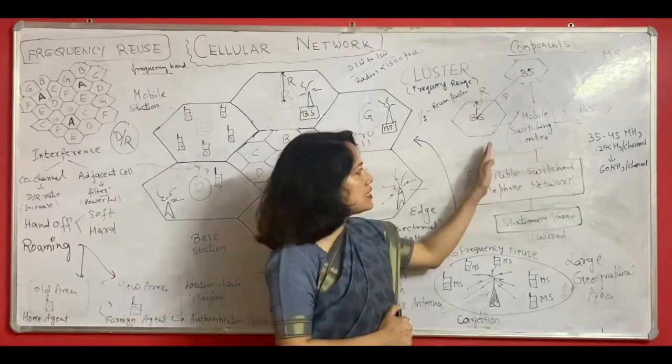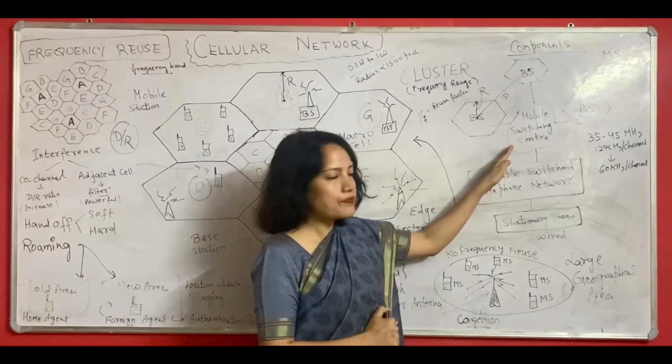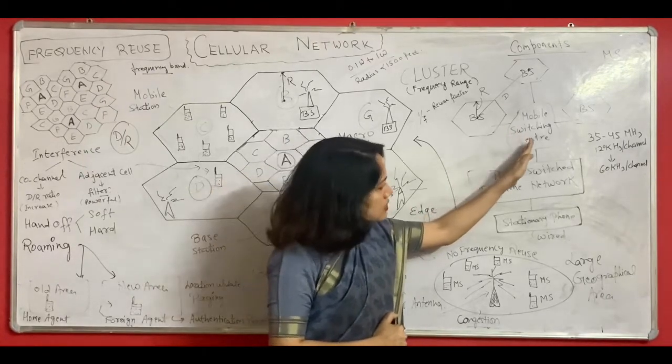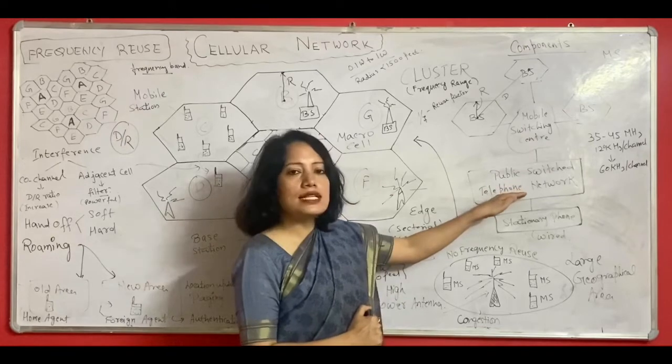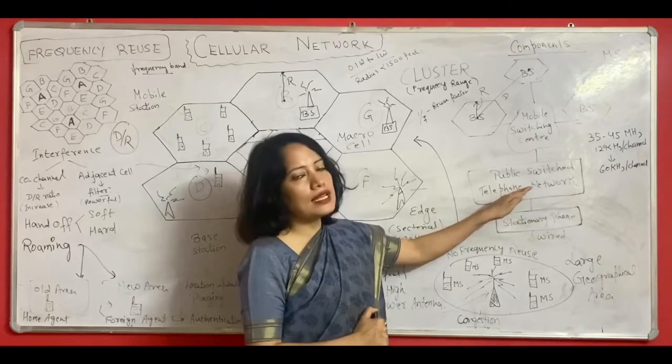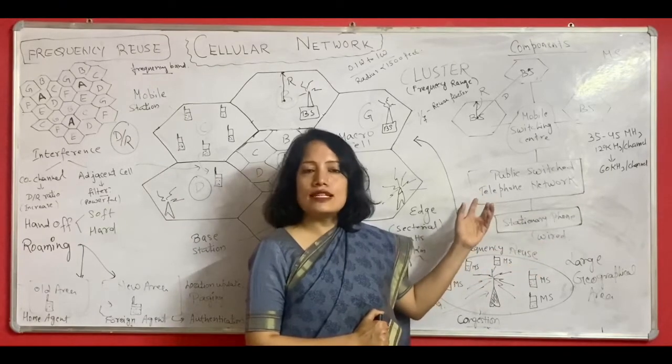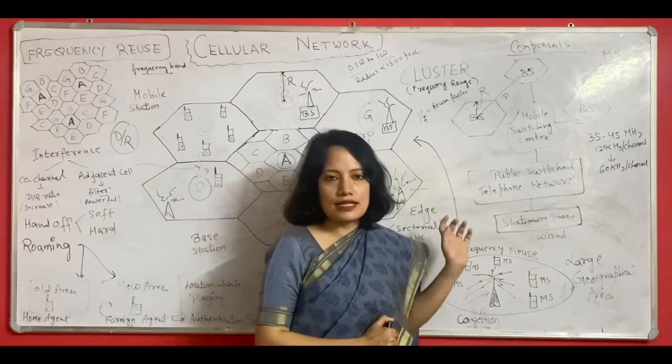Each base station is in turn connected to a mobile switching center, which is the control center for the base stations. The mobile switching center is connected to the public switched telephone network, which is again connected to the wired telephone line that was invented in the very beginning and is still existing.